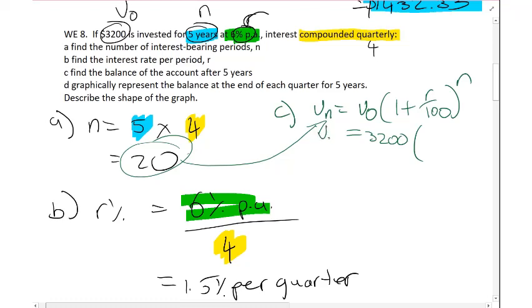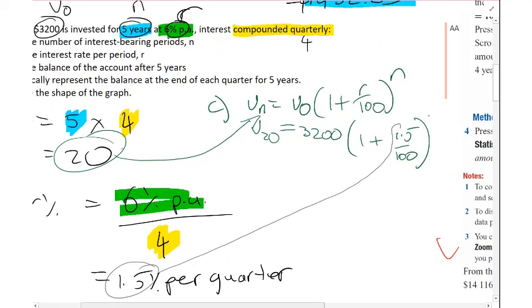So we're going to say V20 equals V0 times 1 plus, and because it's per period, I'm using this 1.5%. So that becomes 1.5% divided by 100, and this N up here becomes 20. All right, that's looking a bit messy now, so let's get rid of that for the moment.